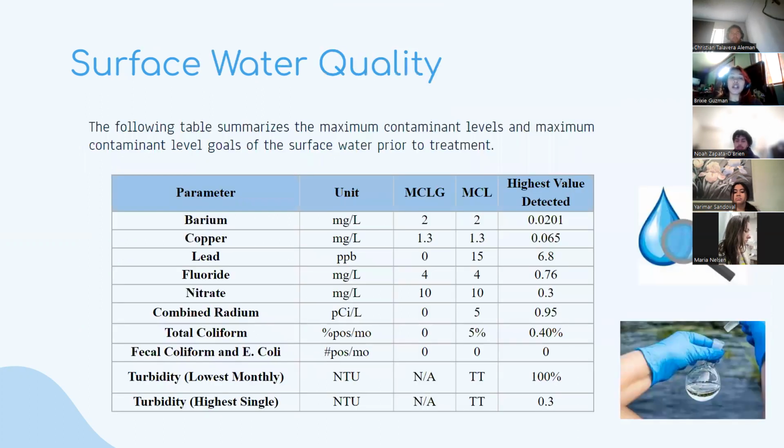Our surface water quality. So these are some of the parameters that we took into account. These are the maximum contaminant levels and maximum contaminant level goals. Some examples of these are barium, copper, lead, fluoride, nitrate, radium, total coliform, fecal coliform, turbidity, and turbidity for highest single.